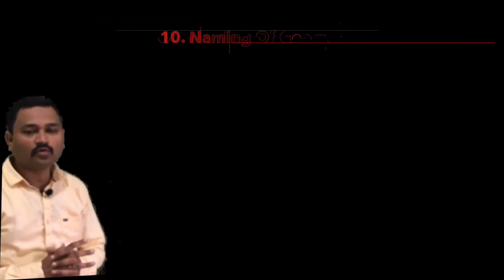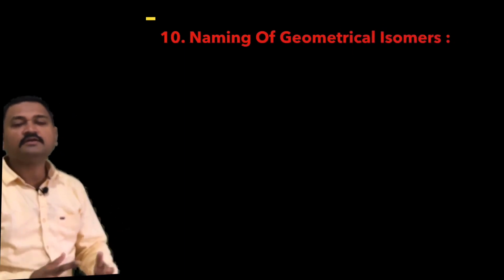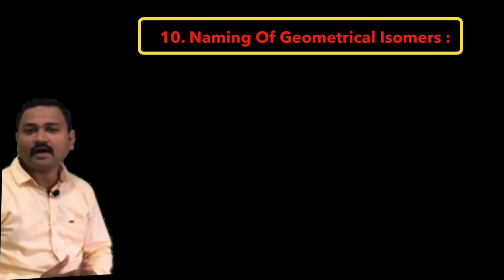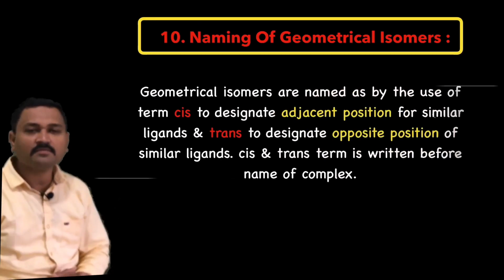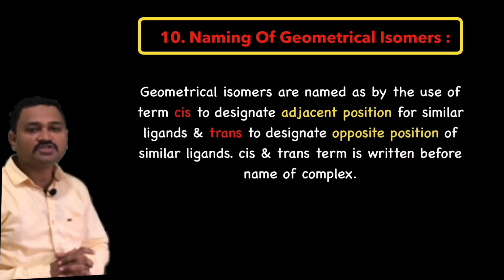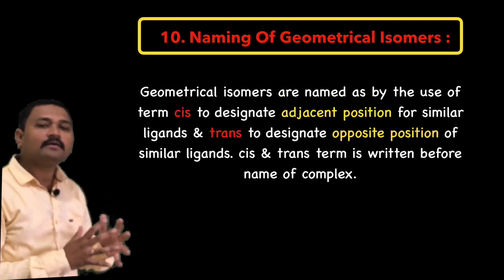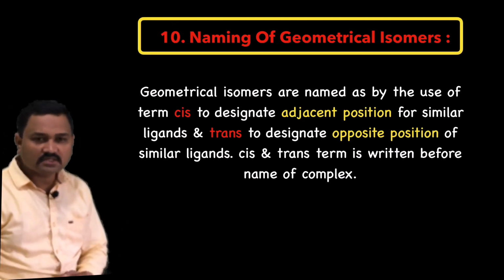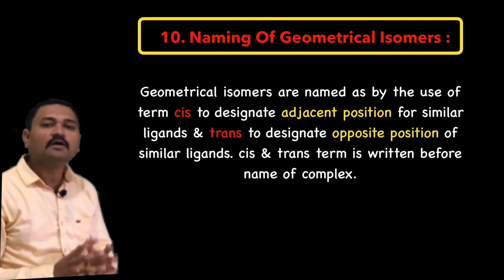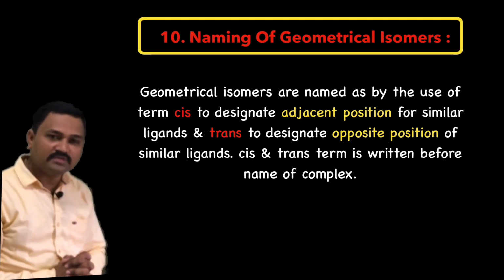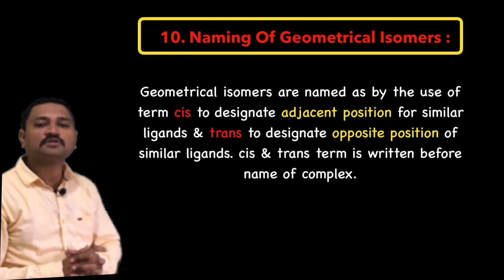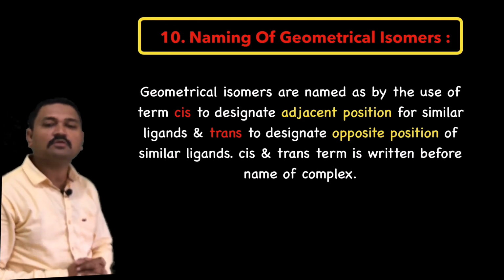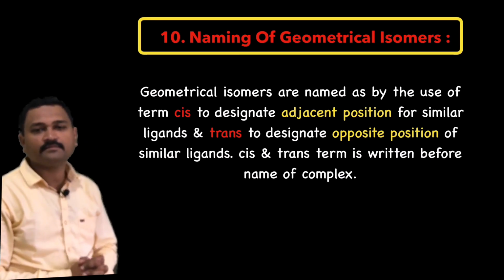Now next, rule number 10, that is the naming of geometrical isomers. Geometrical isomers of coordination compounds are generally named by the cis and trans forms. The term cis is used to designate the adjacent positions of the same ligands, while the term trans is used to designate the opposite positions of these ligands.